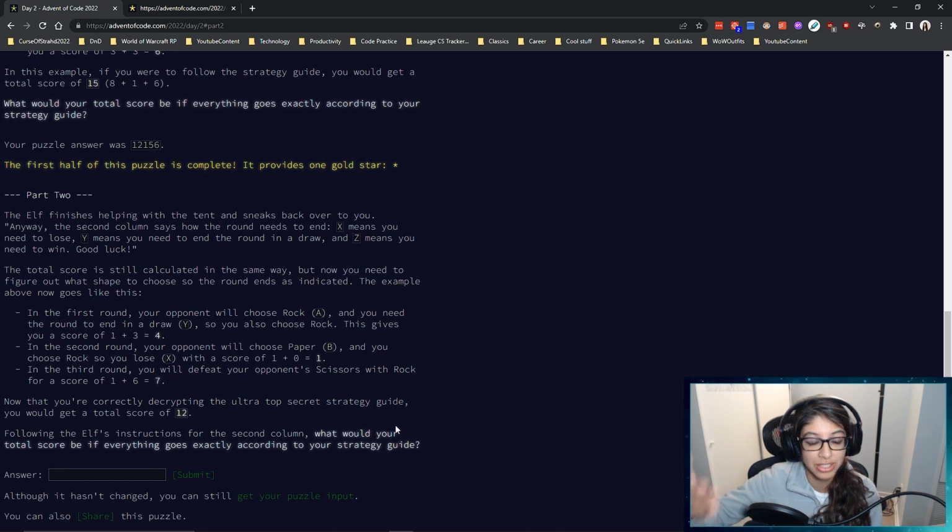So based on that, we have to figure out what score we will get, because we will know what to play. So for example, if our opponent picks rock in the first round, we know that we need to draw, so we will also choose rock. And how many points will that give us? That'll give us 1 plus 3, because 1 for picking rock, 3 for the draw, and that'll give us 4.